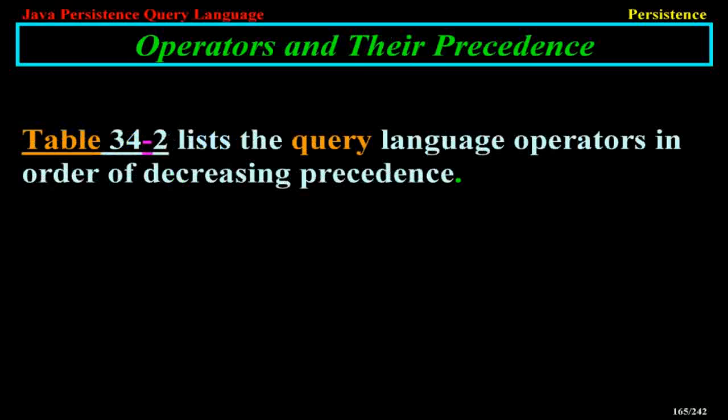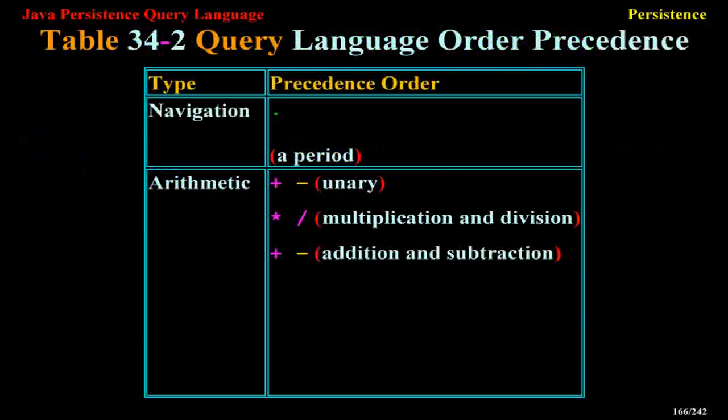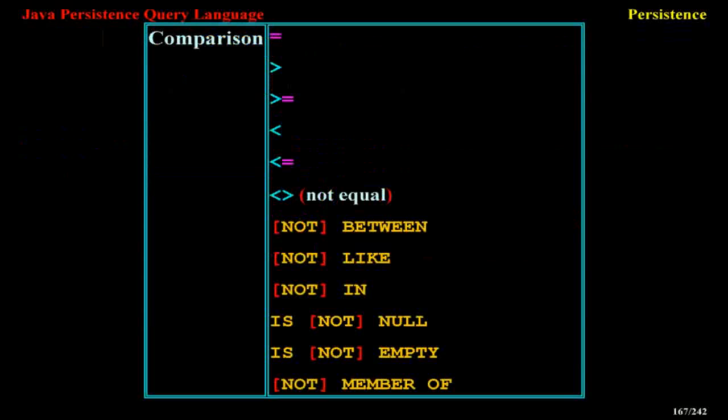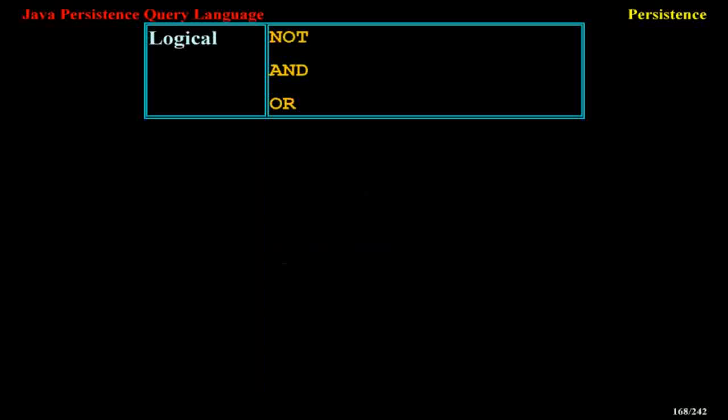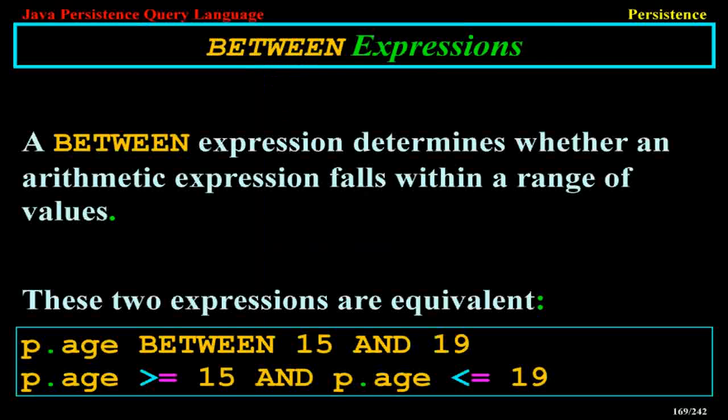Operators and their precedence. Table 34-2 lists the query language operators in order of decreasing precedence. Table 34-2, query language order of precedence. Type, precedence order. Navigation: a period. Arithmetic: plus and minus unary, multiplication and division, addition and subtraction. Comparison: equal, not equal, not between, not like, is null, is not null, is empty, is not empty, not member of. Logical: not, and, or.